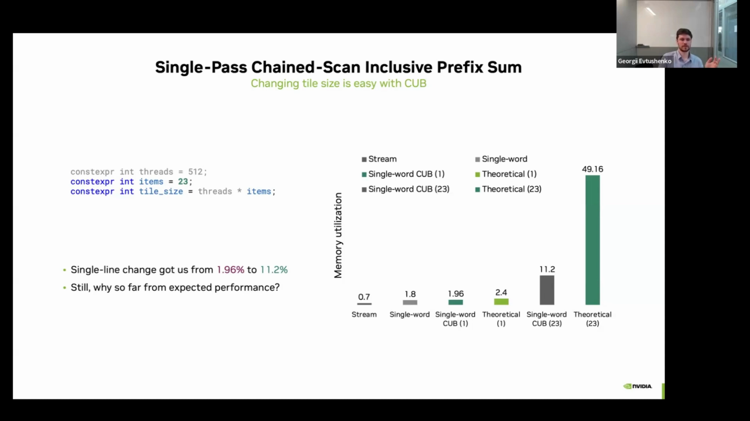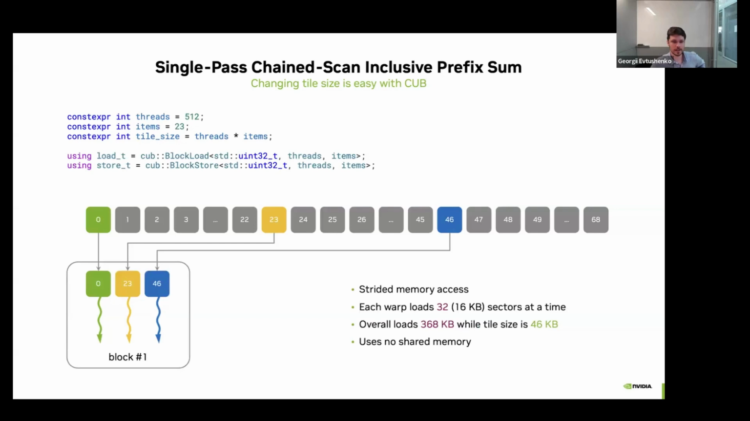Why are we so far? Let's try to figure it out. Let's consider memory accesses across threads of a thread block. Block load is very simple. All it does is load data at a stride. This means that each thread reads data 23 elements apart.